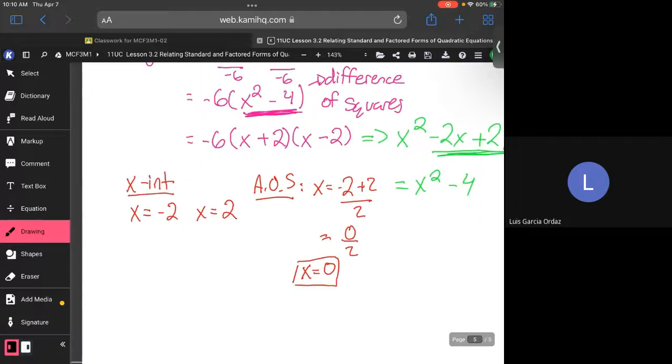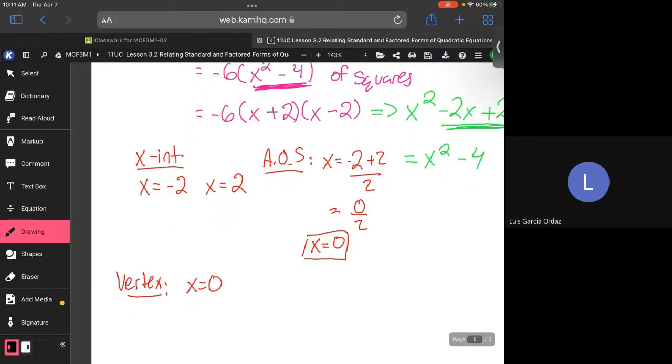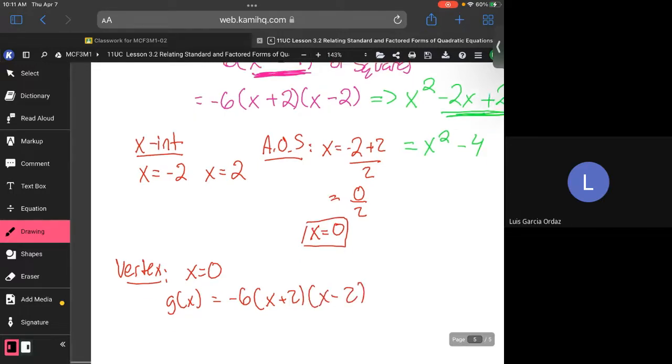So the next thing I'm going to find is my vertex. So I know my axis of symmetry is x is equal to 0. So what do I do next? Ashton. We'll plug it into the factored form. So g of x is equal to negative 6 times x plus 2 times x minus 2. Sub in 0 for x.